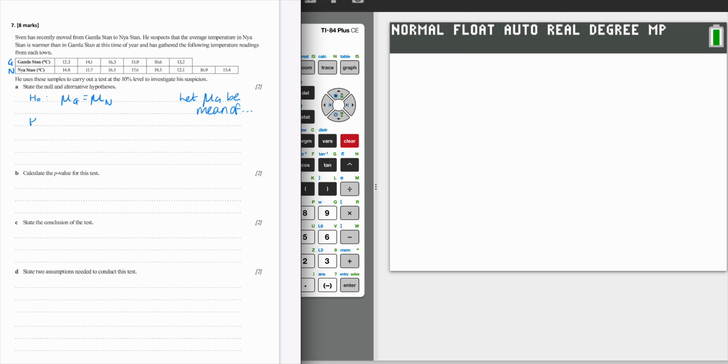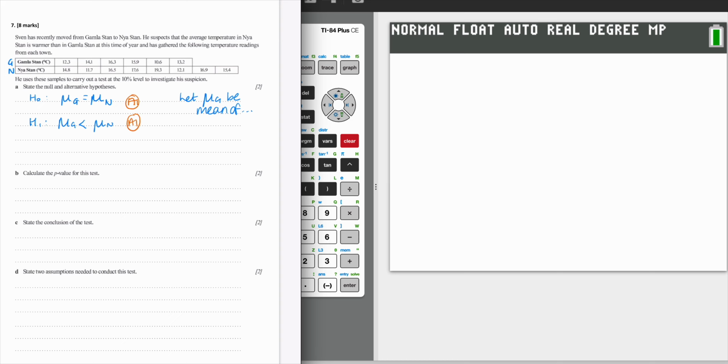And then the second hypothesis is the alternate hypothesis, H1. On this one, he is thinking that, as we said earlier, N is warmer. So we're going to write that as the mean of G is cooler than the mean of N, so the mean of N is the warmer one. That is 2 marks, 1 mark for each of your hypotheses that you got correct.